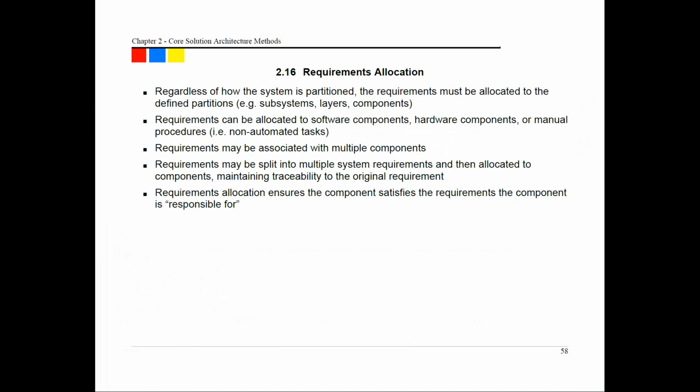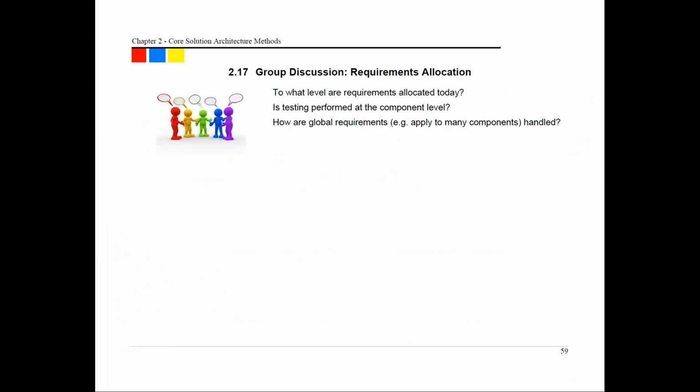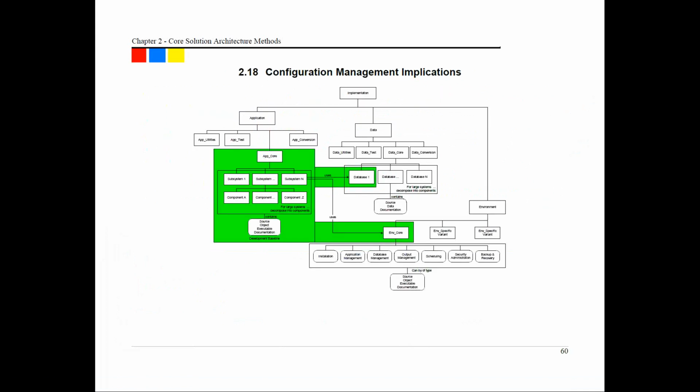Regardless of how the system's partitioned, requirements have to be allocated to the defined partitions, and requirements can be allocated to software components, hardware components, etc. If we make it a habit to define what requirement is implemented by what components, then that gives us a way of double checking that we are implementing the requirements. Okay, and I'm not going to bother with interactivity that much.